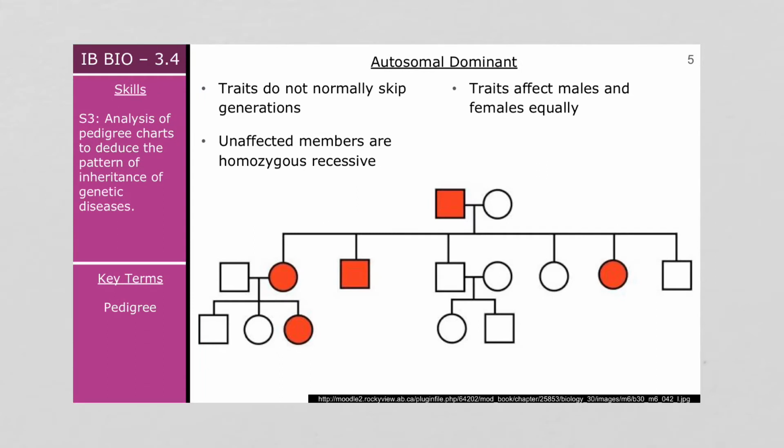All right, in the case where it's autosomal dominant, normally do not skip generations. Again, unless it's sex-linked, you should see it affecting males and females relatively equally, and all of the unaffected members are homozygous recessive. So in this case, if it's autosomal dominant, then you know anyone unaffected is homozygous recessive.